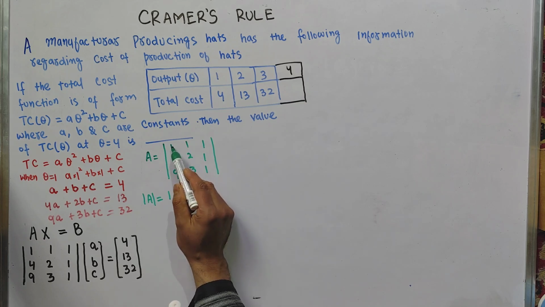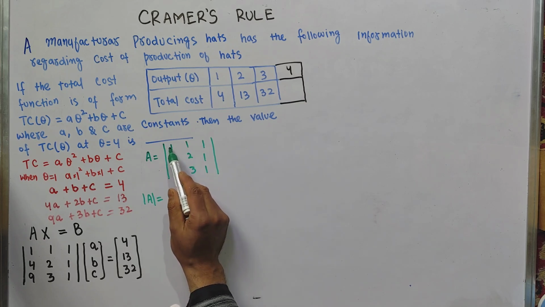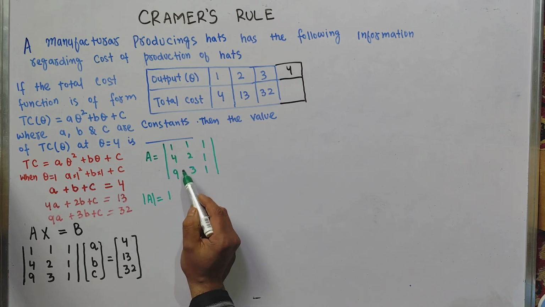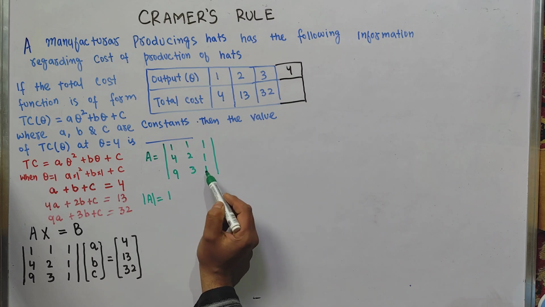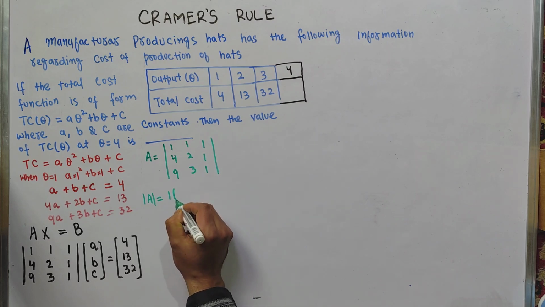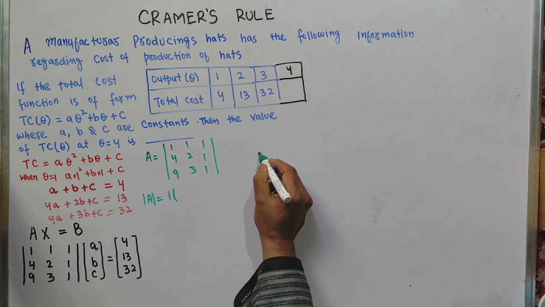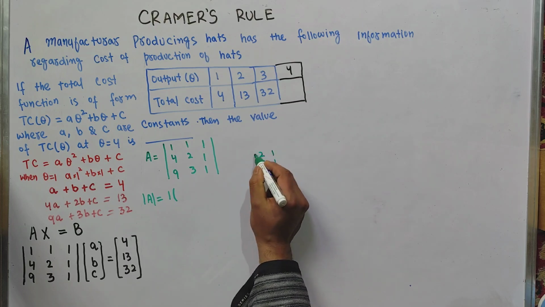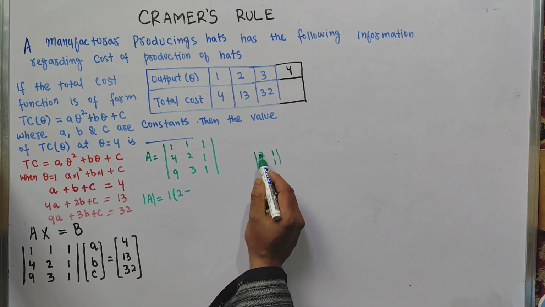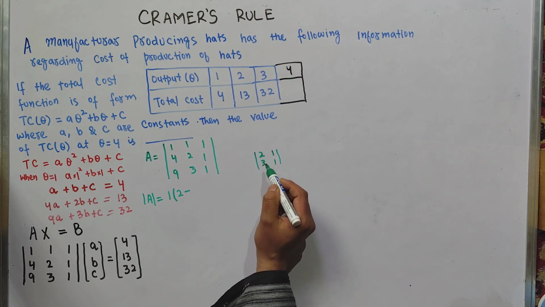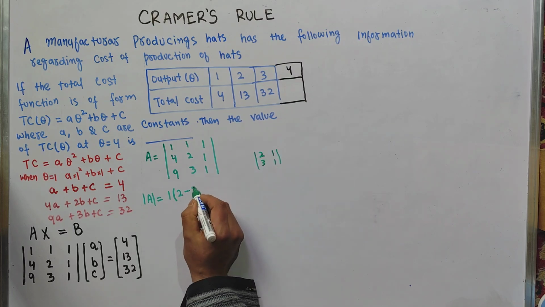Okay, so since the first element is this, we delete this row and this column and take the determinant of the remaining elements. So the remaining elements are 2 1 3 1. So what is the determinant of this very matrix, 2 3 1 1? You can see, 2 ones are 2, minus. So we multiply these two elements, then subtract and multiply these two elements.